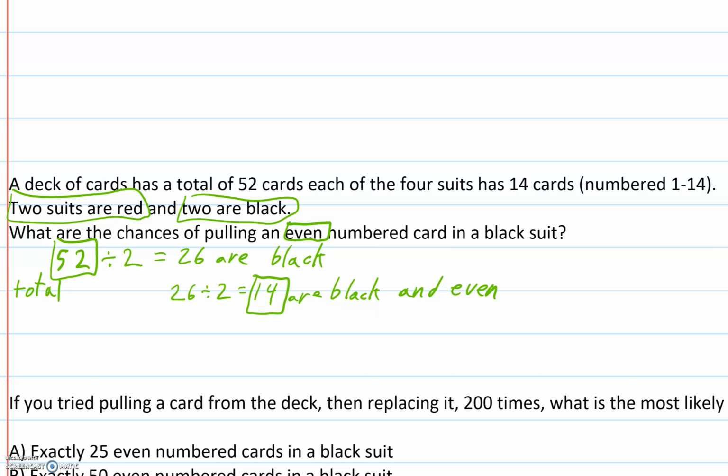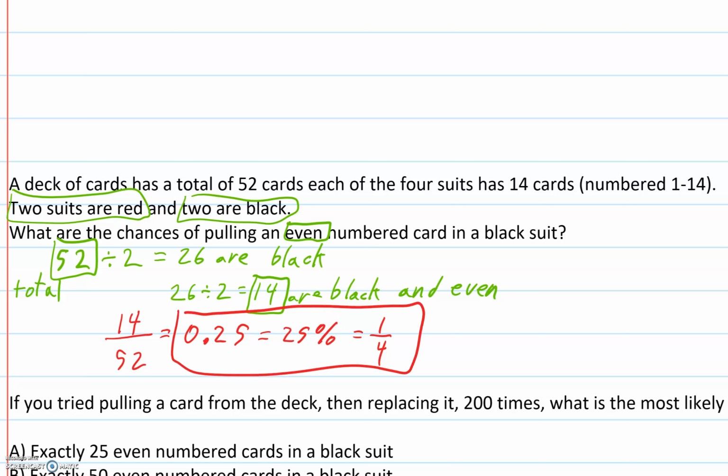Okay, so what are the chances of pulling an even numbered card in a black suit? Well, we have 14 out of 52. So this is theoretical probability still, but 14 out of 52. If we try typing that into a calculator, we're going to get this answer here, 0.25, which you can also figure out is 25%, or 1/4. And all of those answers are perfectly valid answers. So what are the chances? That's the chance. Just theoretical probability.